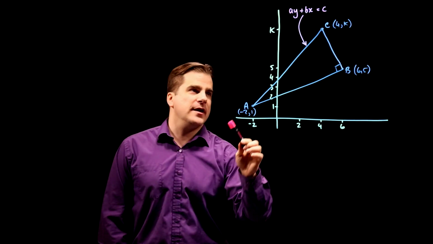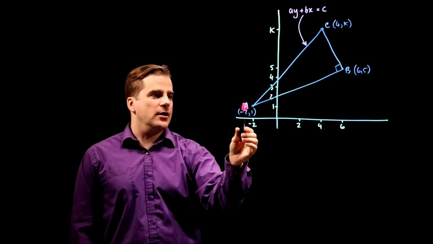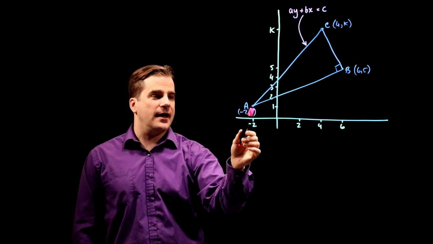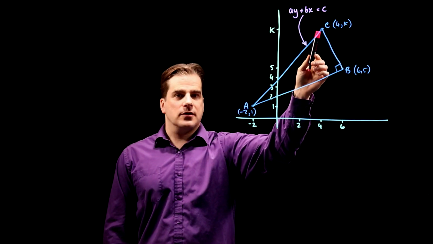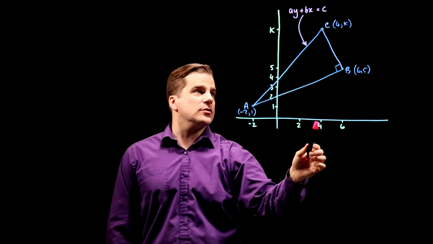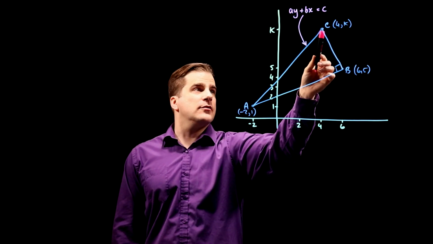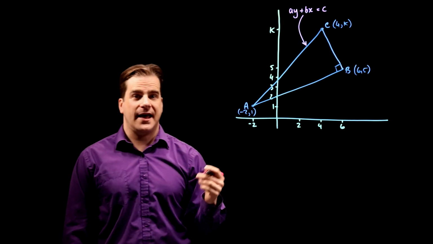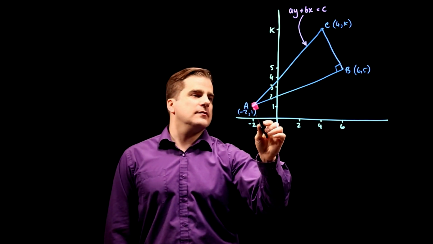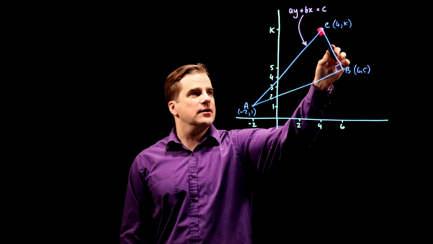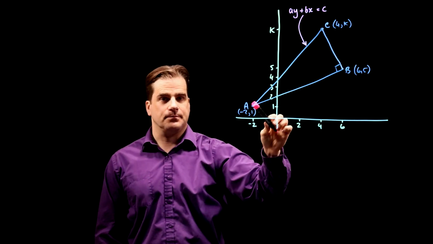Okay, so we've been given this triangle. We know the coordinates of corner A and corner B, but we don't know corner C. We know the x-coordinate, it's 4, but the y-coordinate is called k, apparently, okay? And we have to work out the equation of this line, AC.